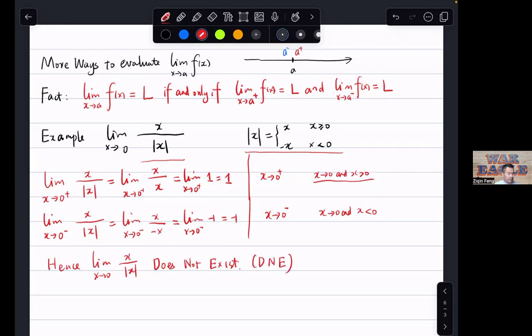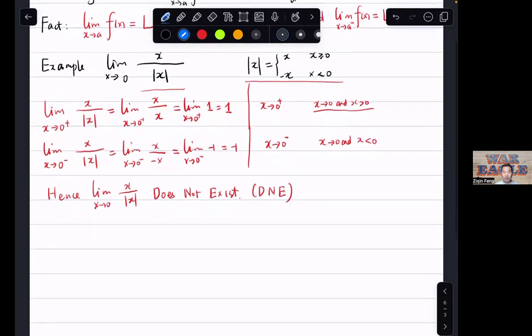Okay, so let's see the other way to evaluate a limit, which is the squeeze theorem.